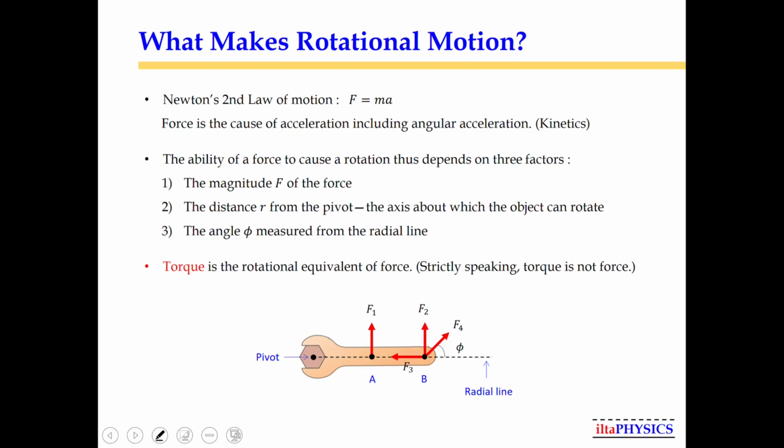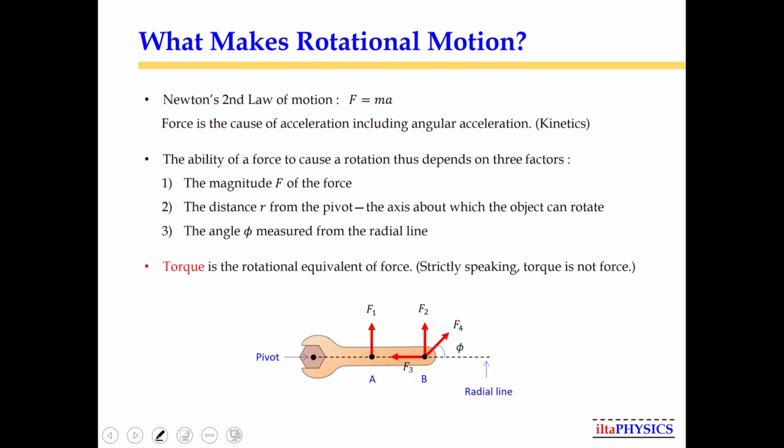But are linear and rotational motion exactly the same? Let's look at the diagram of a wrench turning a nut counterclockwise. To analyze this dynamically, let's define several physical components. First is the pivot, which is the center of rotation or the axis of rotation.